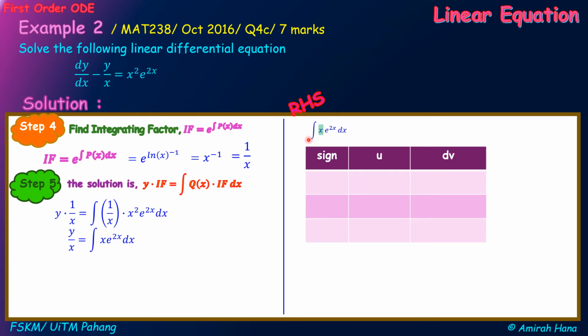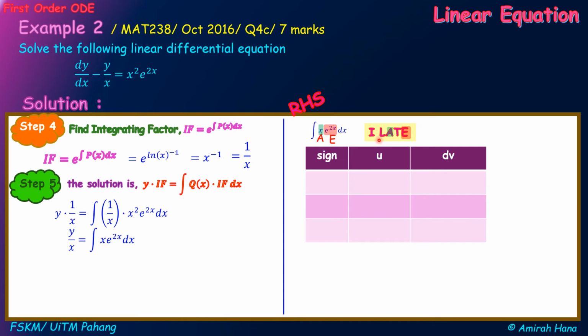From here, we have a combination of x and e to the power of 2x. So x here is an algebraic function, and e to the power of 2x is an exponential function. From the LIATE formula, L-I-A-T-E, A comes first. Between A and E, A comes first.